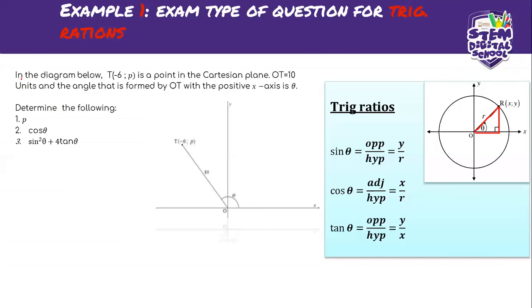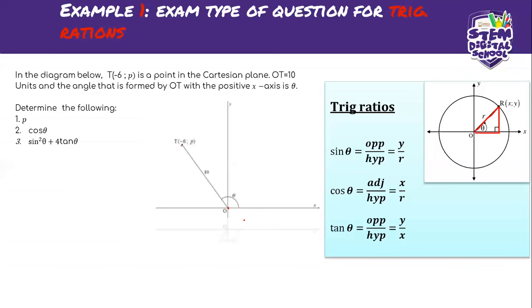From this scenario, we have in the diagram below, point T, which is (-6, P), is a point on the Cartesian plane. OT, you can see this is O, this is T here, is equal to 10 units, and the angle that is formed by OT with the positive x-axis is theta. Determine the following: P.